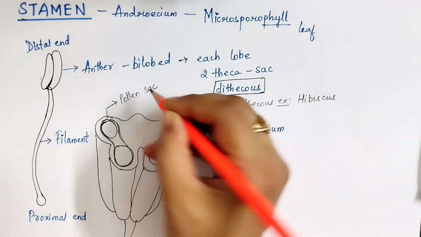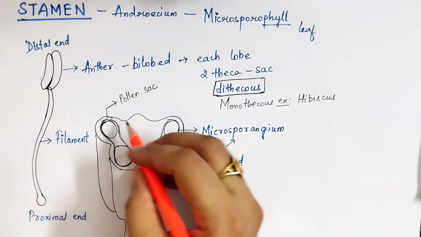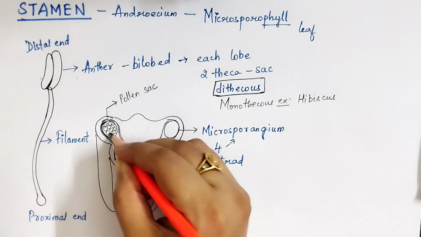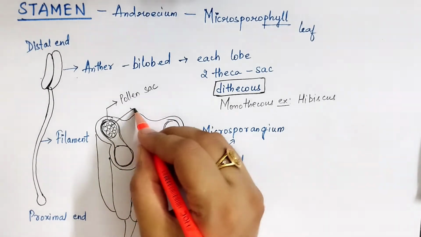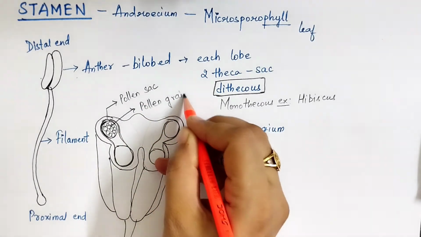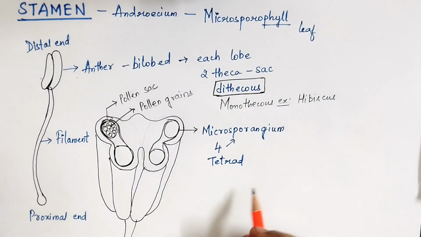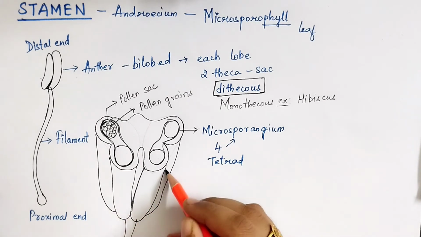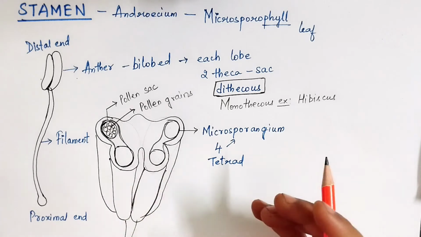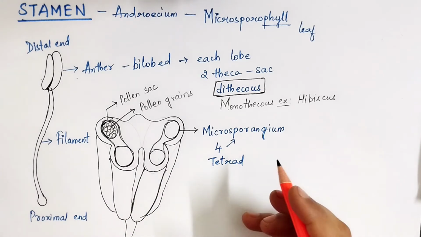Pollen sac. And inside this pollen sac we can find the pollen grains. That means these two cavities, or the microsporangium, will consist of pollen grains, right? Now these are nothing but these, here in the 3D section. These are the lines of dehiscence. Dehiscence means the rupture because of which the release of pollen will occur.